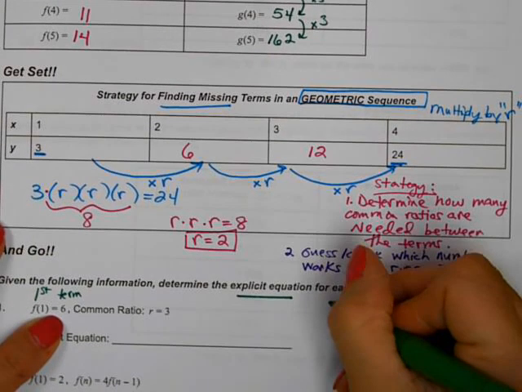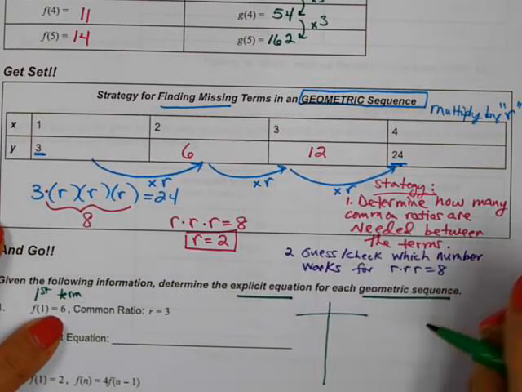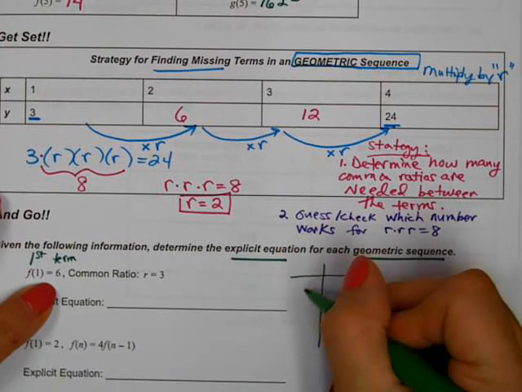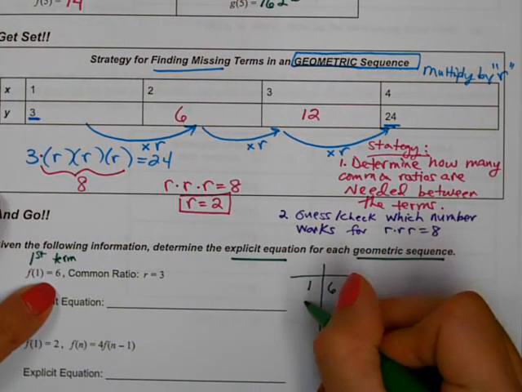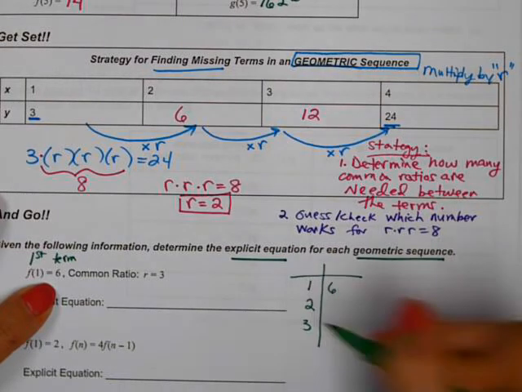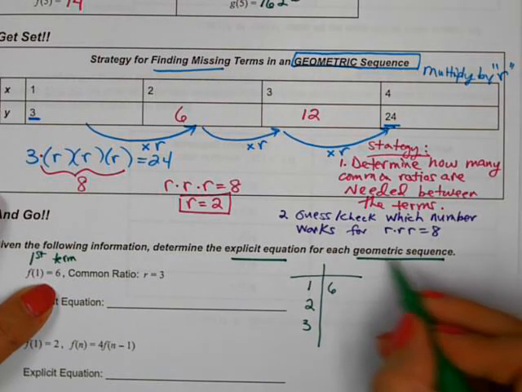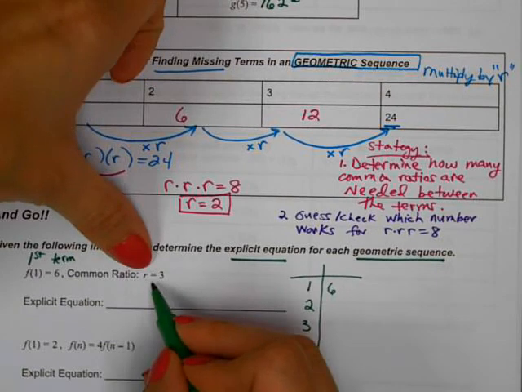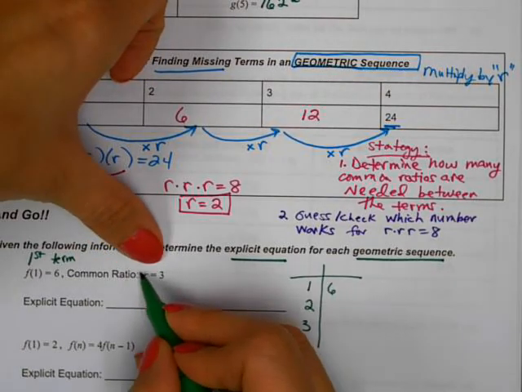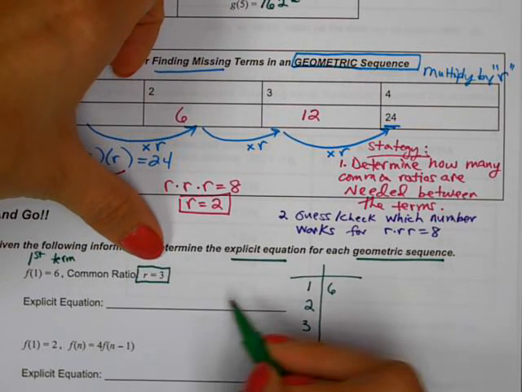So what some people like to do is see the table. If you don't need to see the table, that's okay. So the first term is 6. The second term, the third term. Now they told me this was geometric, and the common ratio is r. So there's a consistent ratio between the terms.